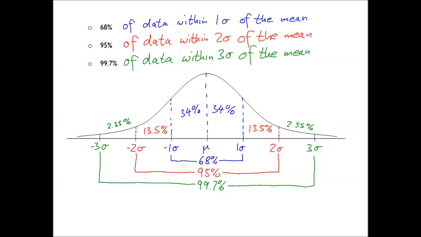And our very outskirts represent 0.15% of the data to the left, and another 0.15% of data to the right. These percentages are always the same for every normal distribution, no matter what the data in the distribution actually are, and we can use that to find probabilities for values that are above or below a certain border or within certain borders. And that's what we're going to start practicing now.